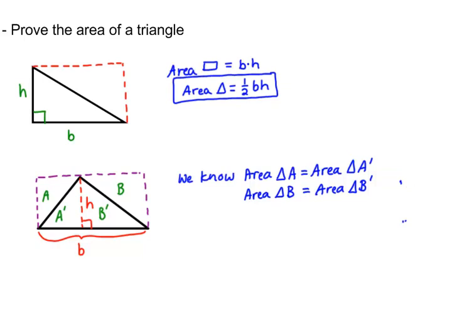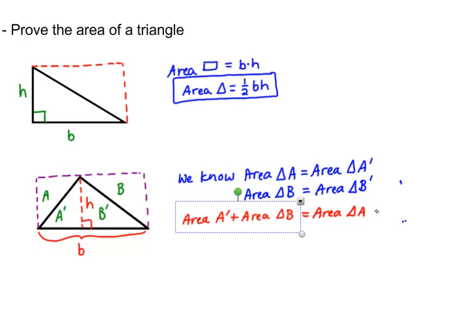Alright, so then we can make the argument that if I add A and B together, then that's going to be the same as if I add A prime and B prime together. So we could say the area of A prime plus the area of triangle B prime is equal to the area of triangle A plus the area of triangle B. Okay. Well, and we'll put a little triangle in there. There you go.